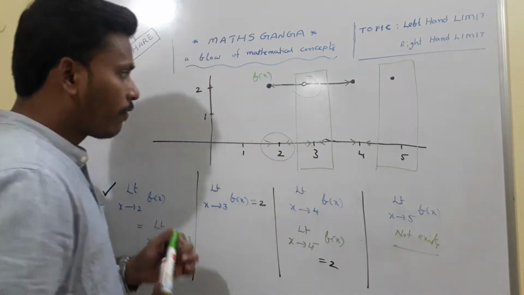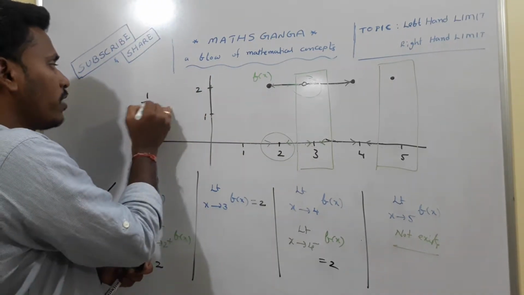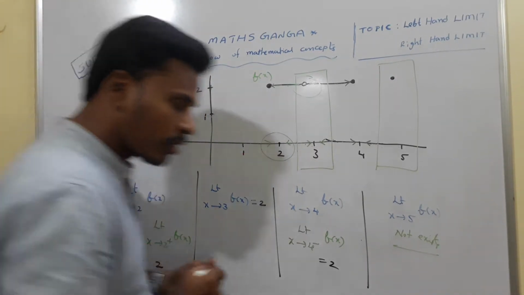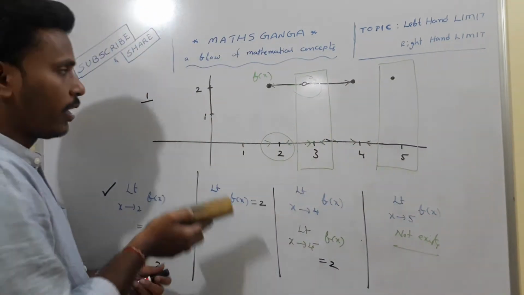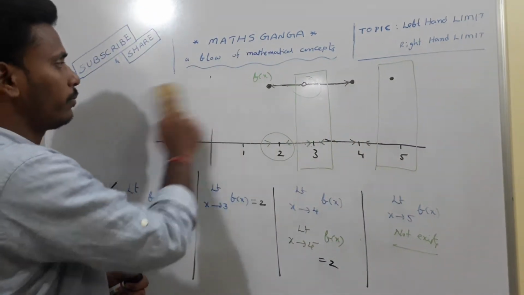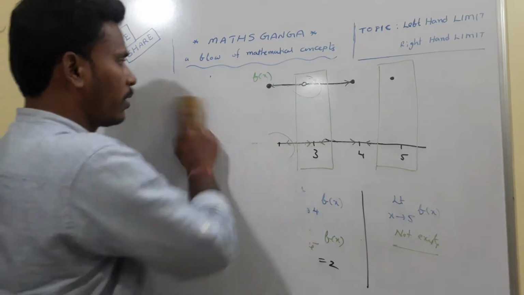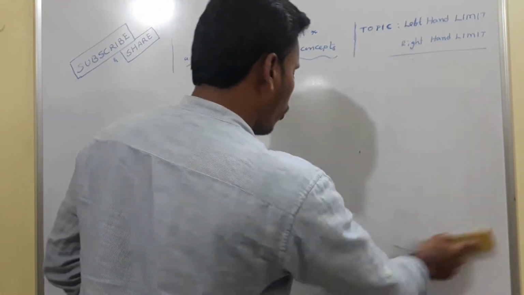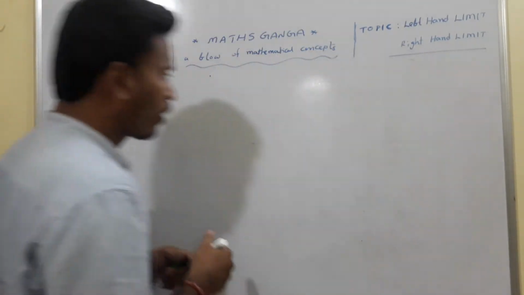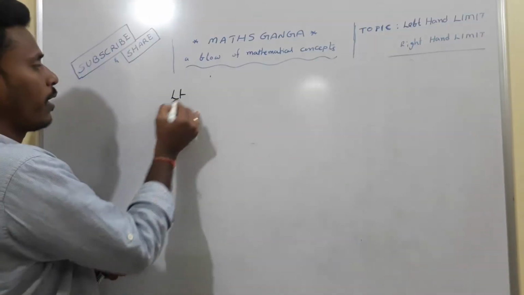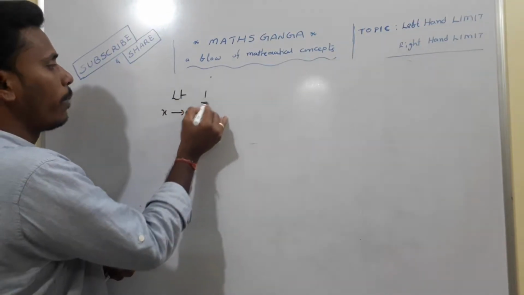Right? This is the first problem for today's discussion. Now I am going to discuss some more. Right? I am clearing this. So the next problem I am going to discuss is this one. Limit x tends to 0, 1 by x.